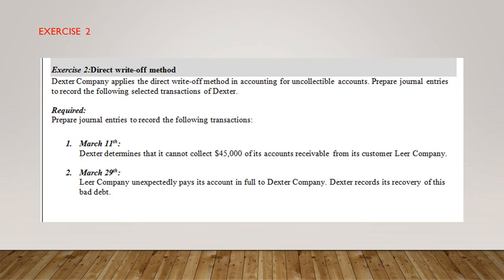Let's start with the exercise. Exercise 2, Dexter Company applies the direct write-off method in accounting for uncollectible accounts. Prepare journal entries to record the following selected transactions of Dexter. March 11th, Dexter determined that it cannot collect $45,000 of its accounts receivable from its customer, Lear Company. Let's see what will be the entry.